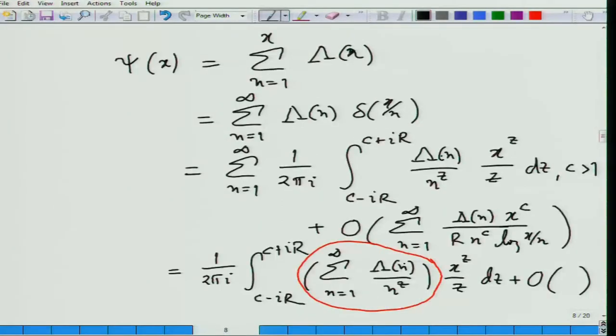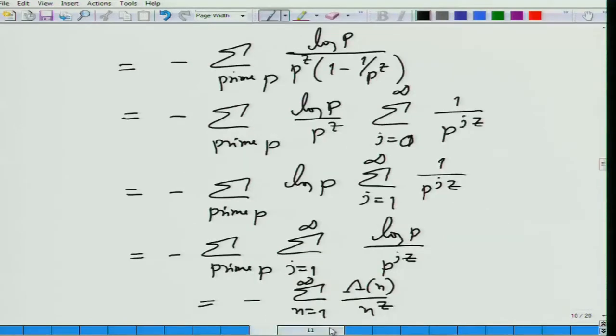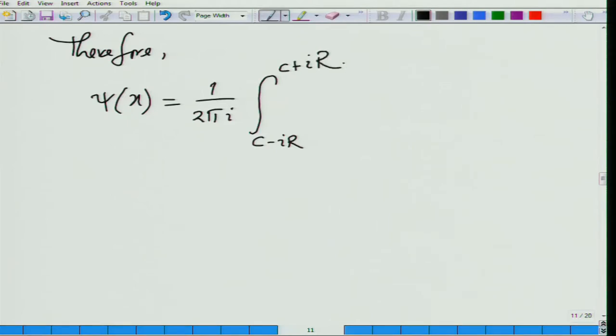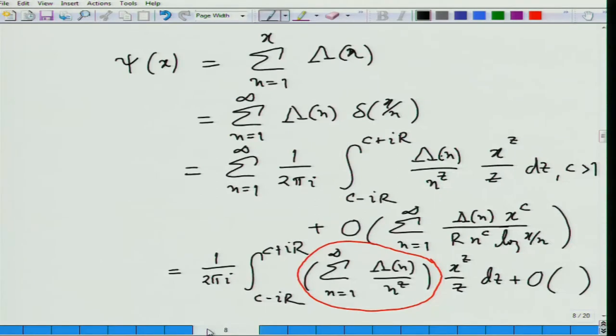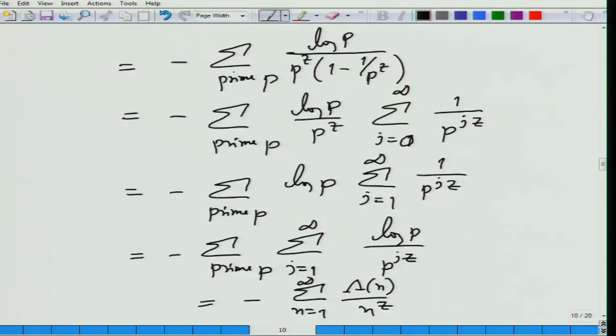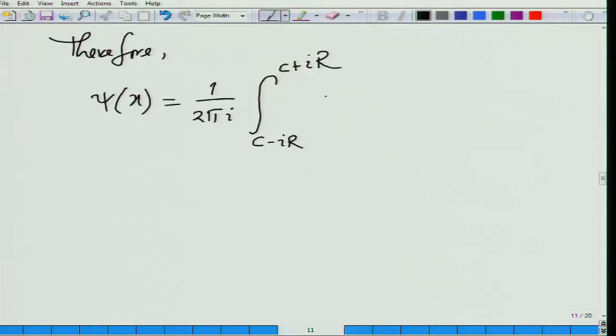So, let's go back to this and write, therefore, psi x is 1 over 2 pi i, integral from c minus i r to c plus i r, and inside the integral, the integrand is this, we know exactly what this is. Zeta prime over zeta is minus of this. So, minus zeta prime over zeta, then x to the z by z dz, plus this error term.